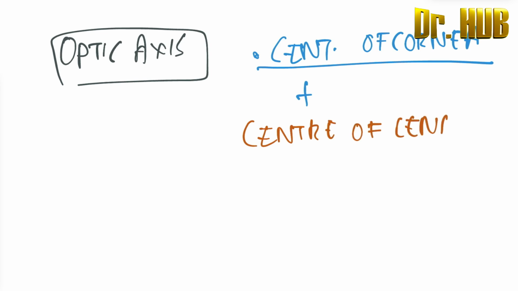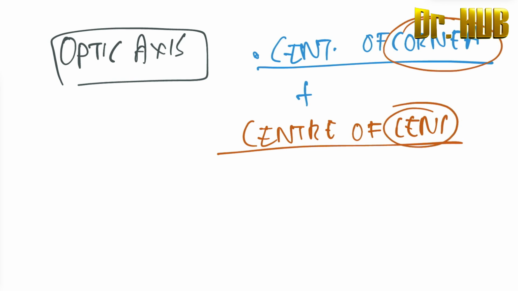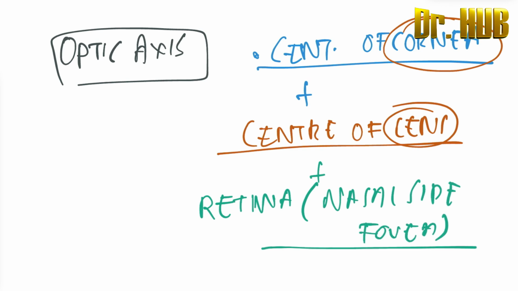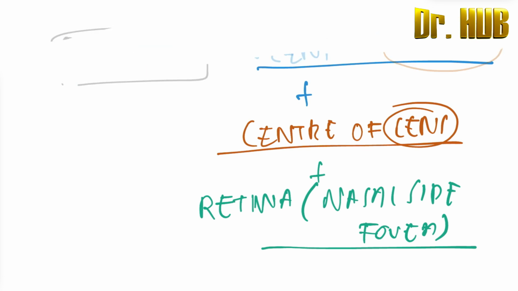So when the word optic is present, we include the cornea and the lens. So center of the cornea, center of the lens. And next, it meets the retina on the nasal side of the fovea. So this retina is present on the nasal side. So retina on the nasal side of the fovea. So this is on the nasal side and this will be of the fovea. So this is nothing but the optic axis.